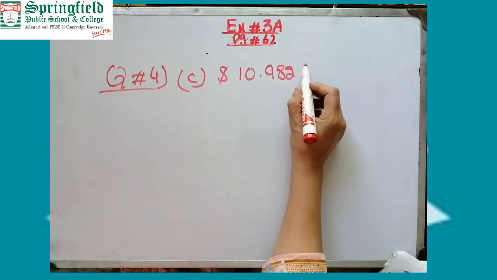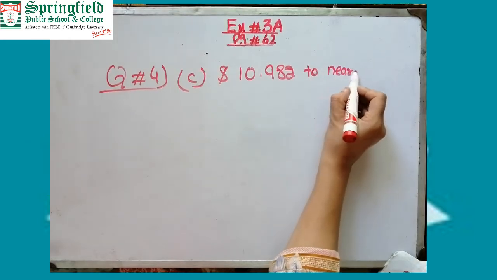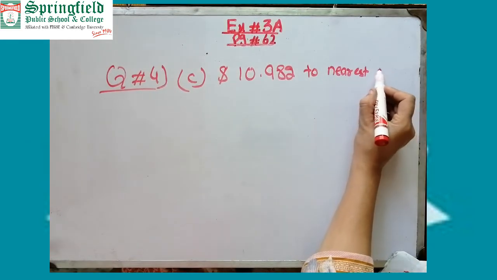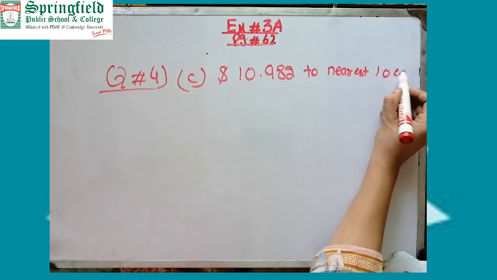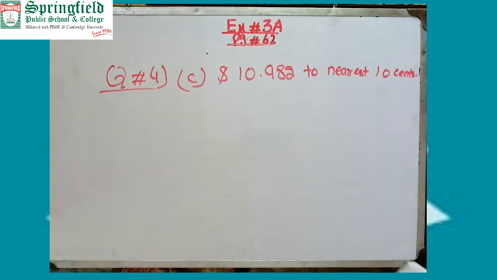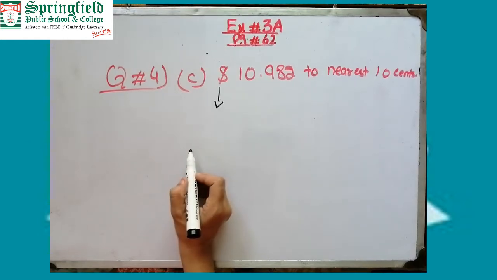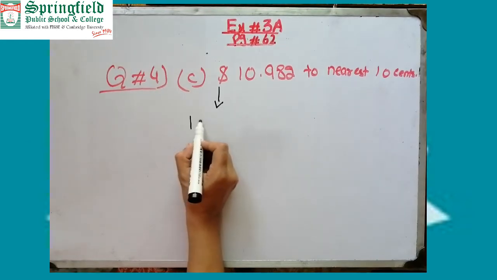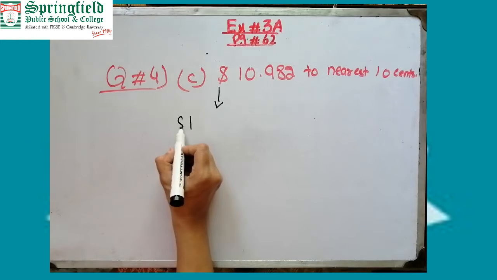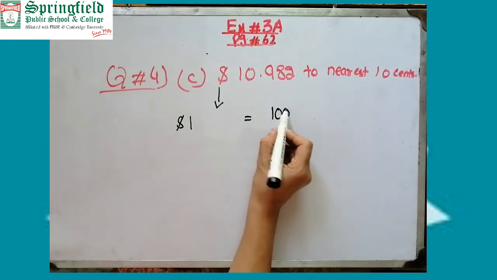$10.982, and they are saying to the nearest 10 cents, and the given value is in dollars. So first we will convert dollars into cents, and as we know, $1 is equal to 100 cents.